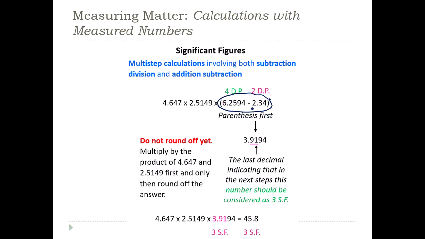for subtraction. So that should have just 2 sig figs, but keep extra digits so you don't introduce rounding errors. Don't round off just yet, but maybe put a little line above it so that you remember that that should just be the last digit you retain.